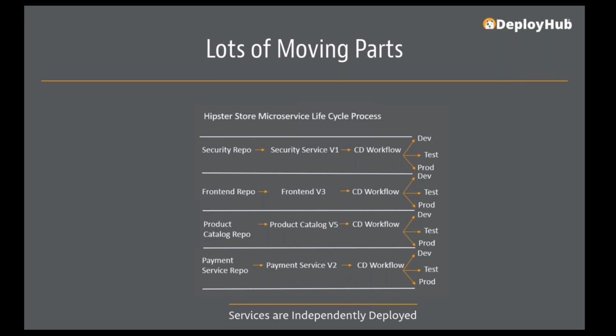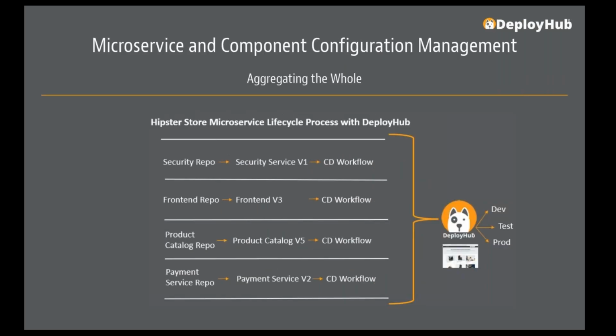If you think about how those services are going to be managed, they're going to be moving across the CI/CD process independently. And they get moved to the dev, test, and prod environments independently. So we no longer have a monolith moving across, we have pieces and parts moving across. That's what we talk about when we talk about them being independently deployed. So what DeployHub does is it aggregates the whole, and it serves as that central place for configuring, sharing, and then deploying these microservices out to these dev, test, and prod clusters or personas.